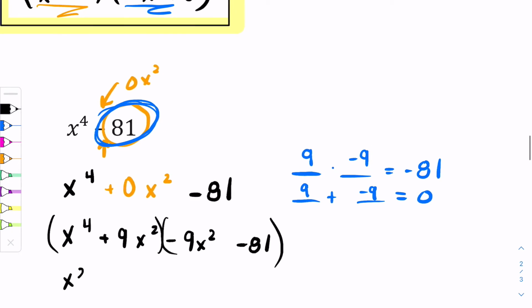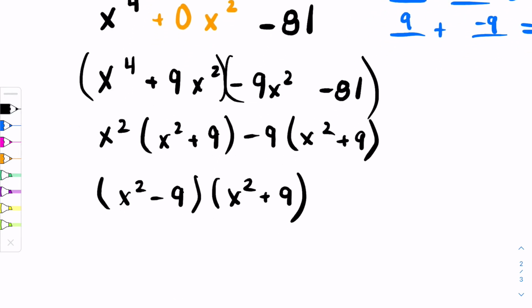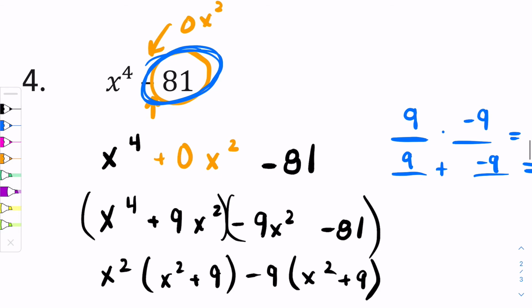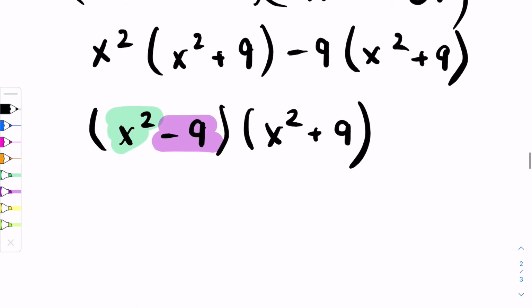GCF of the first group is x squared. Left over is x squared plus 9. GCF of the second group is negative 9. Left over is x squared plus 9. I can write this as x squared minus 9 times x squared plus 9. Now, anytime this happens, if you have a value of x squared and you are subtracting a perfect square, just like we did up here, so same type of problem, you can factor this expression again.